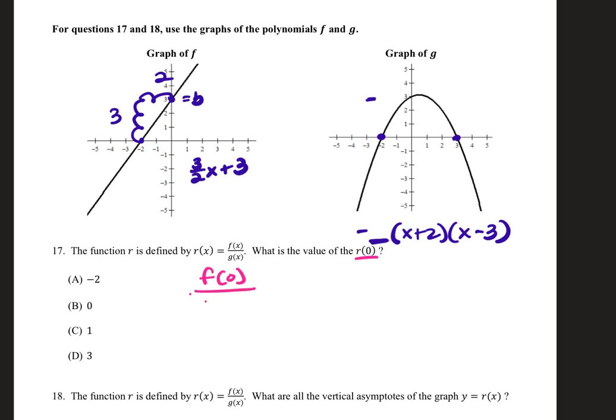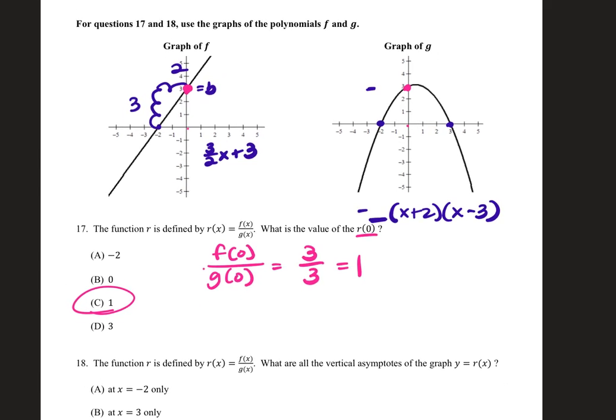Find f of 0 and g of 0. So f of 0 is 3, because I'd go to where x is 0 and I'd grab that 3. And g of 0 is also 3, so I'd go to where x is 0 and it would be 3. So I know f of 0 over g of 0 would be 1.